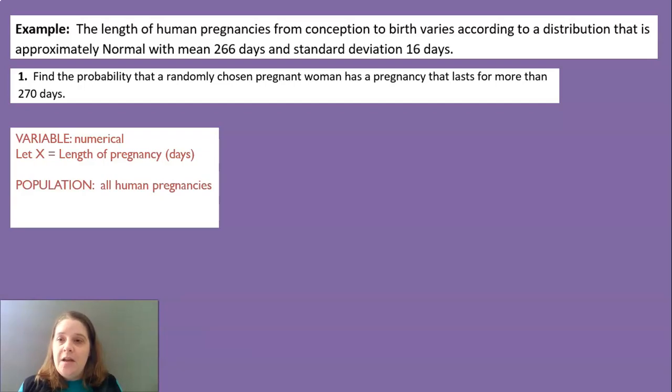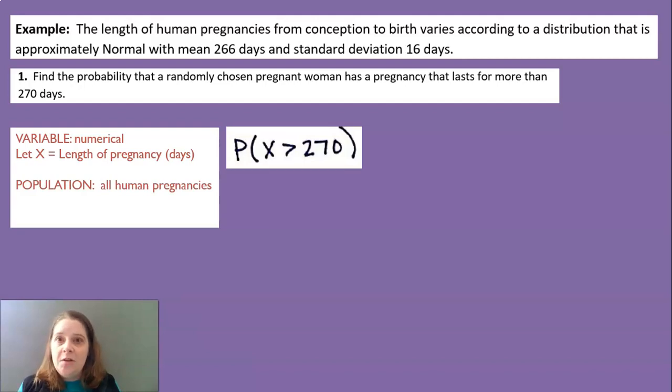All right, so here's what I know. I know that this variable is numerical because we are measuring the length of pregnancy in days. So from now on, when you're reading the problems, if you identify you're dealing with a numerical variable, you are almost certainly in a means problem, because with numerical data, we usually take the average. The population here is all human pregnancies. So it's asking us, what's the probability, if X is the length of pregnancy, that a woman has a pregnancy that lasts for more than 270 days? So one woman, one X value greater than 270.